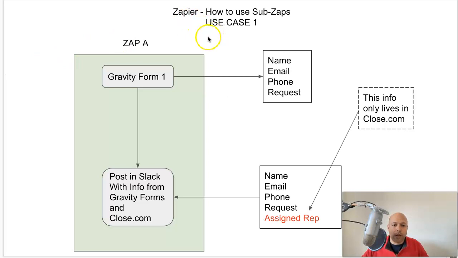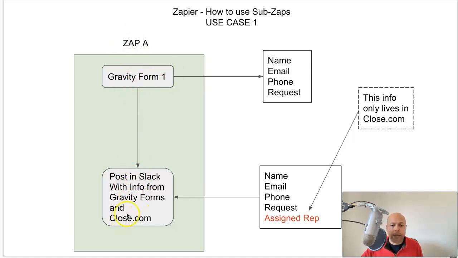So use case 1 looks like this. Let's say that you've got a gravity form. And on that gravity form, let's say it's on your support page, you're collecting the name, the email, the phone, and you've got a request field where you let them make a request. And when this form is filled out, you want to post all that information into a Slack channel. And you're going to use Zapier to do that.